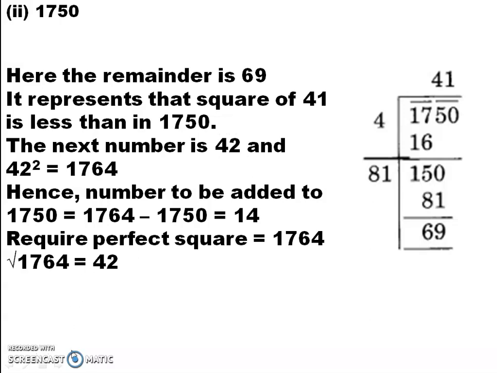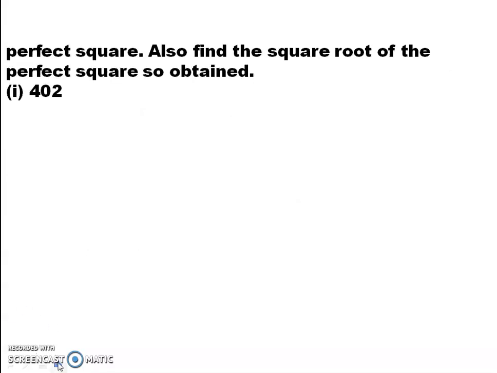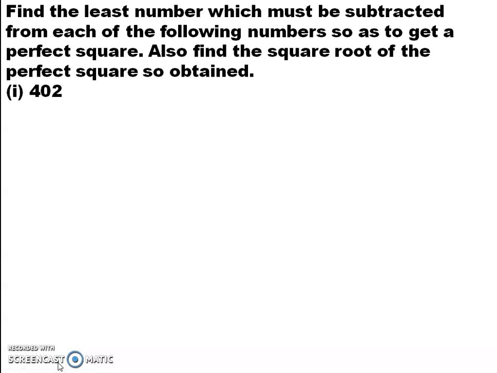Let's see the case of subtraction. Students, addition is like this. But don't think that subtraction will confuse you more. Here in this type of question, subtraction is very easy. You don't have such complications in subtraction problems. Let's see. Find the least number which must be subtracted from each of the following numbers so as to get a perfect square. Also find the square root of the perfect square so obtained.